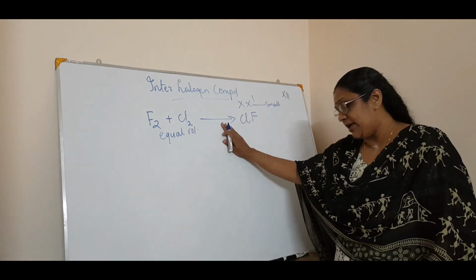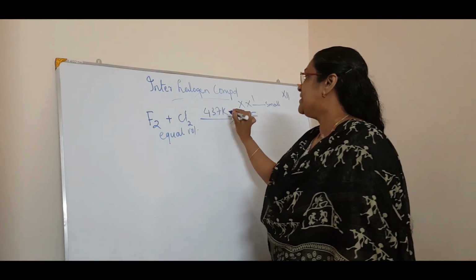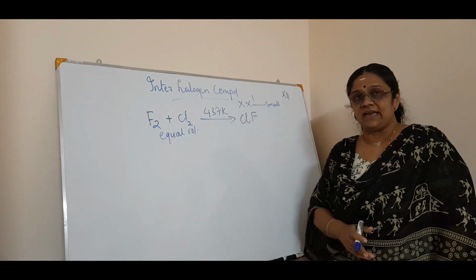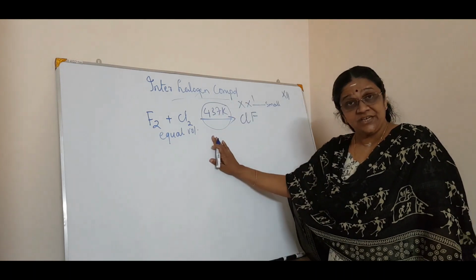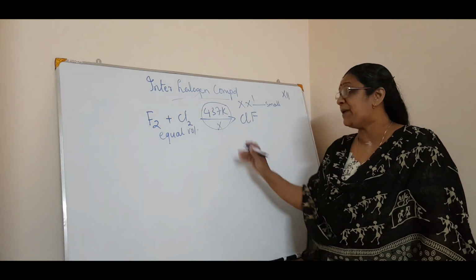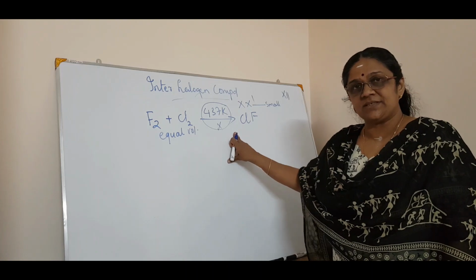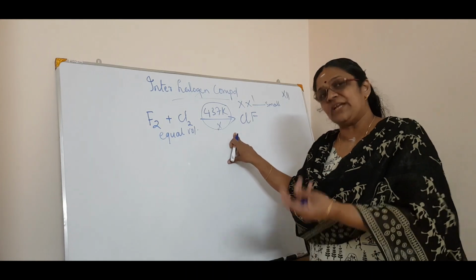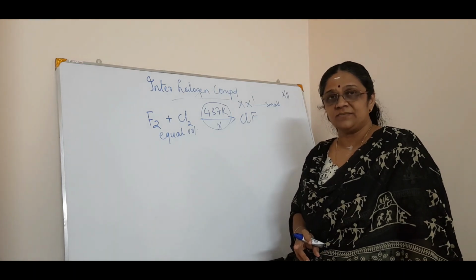Okay, so this is called a direct combination, and this is having a temperature of 437 Kelvin. So just note down this temperature. If a question is asked and you don't write the temperature, you will be losing marks. That is the peculiarity of this reaction. These are the conditions, and conditions means temperature, pressure, etc. So here the temperature must be put.